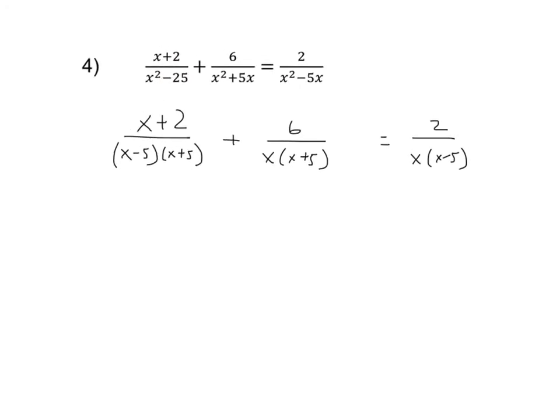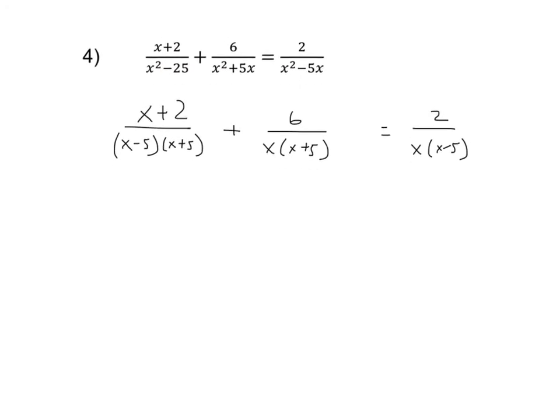Let's zoom out a little bit. All right, so for this first fraction, it looks like I'm going to be missing a factor of x. So multiply by x over x. For the middle fraction, I'm missing a factor of x minus 5. So let's multiply by x minus 5 over x minus 5. And then for the third one, let's multiply by x plus 5 over x plus 5.